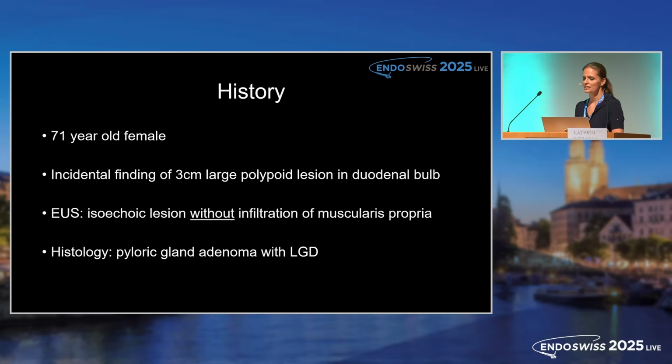History: we have a 71-year-old female patient who had an incidental finding of a 3-centimeter large polypoid lesion in the duodenal bulb. EUS showed an isoechoic lesion without infiltration of the muscularis propria, and histology confirmed a pyloric gland adenoma with low-grade dysplasia.